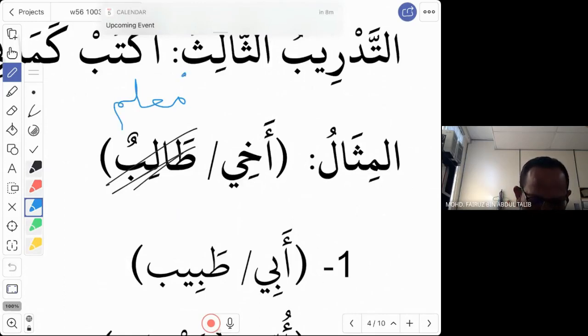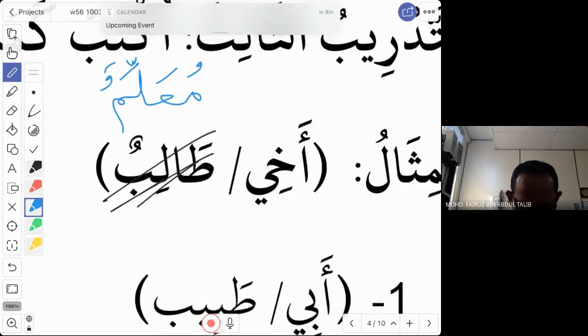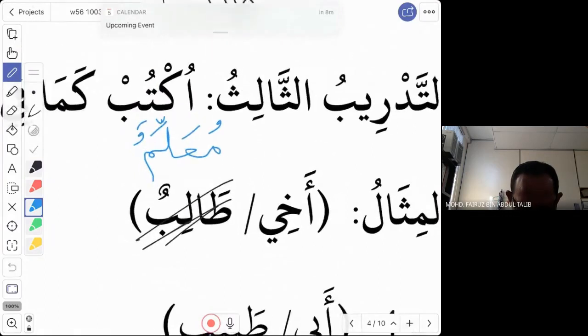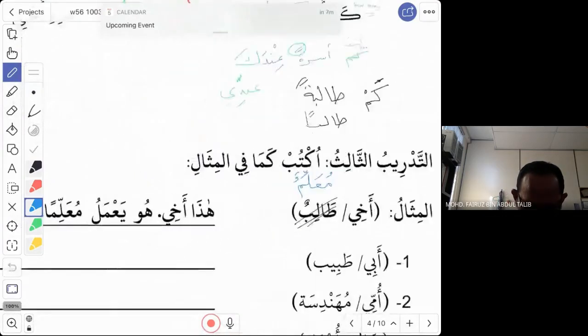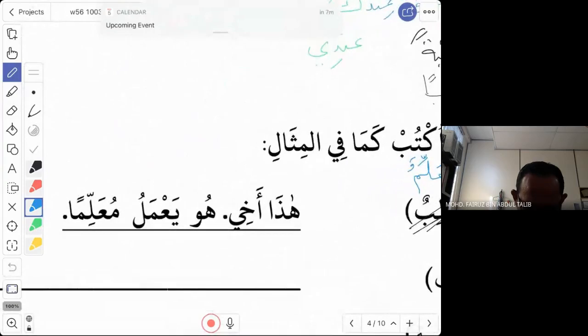We change to muallim. And what is muallimun? Muallimun is similar to ustaz. So, what is the meaning of muallim? A teacher, yes, correct. So, muallim means a teacher. Akhi muallim. Now, what they want you to do is you construct these two sentences.